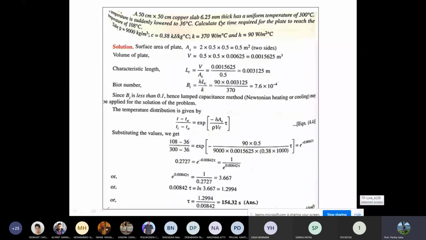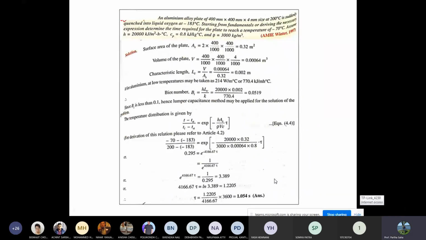Now, the initial temperature was given as 300 C, right? So Ti is 300, you can see it is written. The ambient temperature is suddenly lowered to 36 C, the ambient is 36 C. And then we calculate the time required for the plate to reach a temperature of 108 C. So the T will be 108 C. This is very useful. You have to know what is what, right? So you have to calculate tau. You put all the values, you know all the values, and then solve for tau. It comes to 154.32 seconds. That's how you solve it.